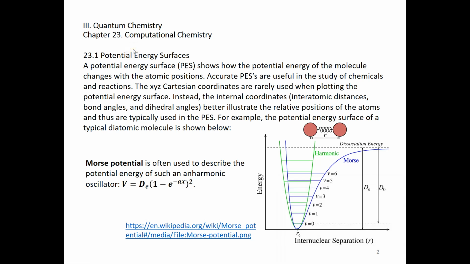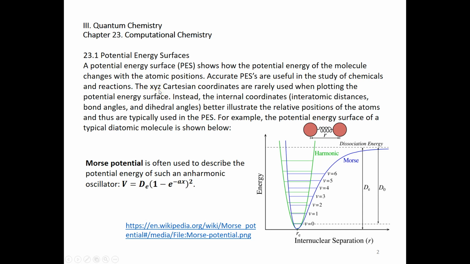Chapter 23, Computational Chemistry. Section 23.1, Potential Energy Surfaces. A potential energy surface shows how the potential energy of the molecule changes with the atomic positions. Here, the potential energy of the molecule is defined to be the total energy of the molecule minus the kinetic energy of the nuclei. Accurate potential energy surfaces are useful in the study of chemicals and reactions.